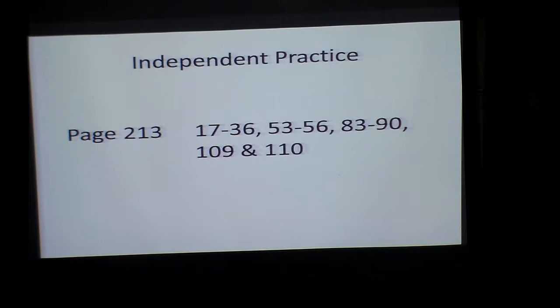So here's what you are to do. On page 213, problems 17 to 36, 53 to 56, 83 to 90, and 109 and 110. Here are our story problems to work out, and there are some practice at some of the stuff that we need, and I will be happy to help you with those in class.